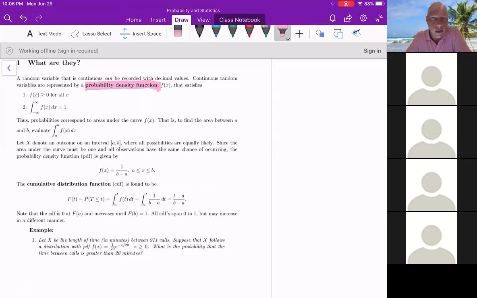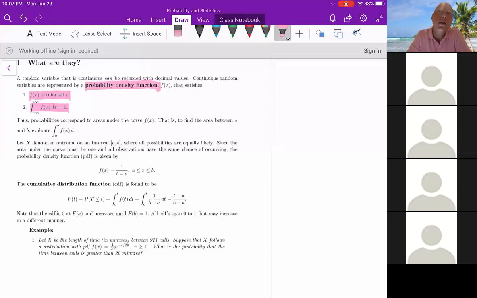And usually it's written as a lowercase f of x. So it's no longer a capital P of x, it's a function f of x. This function needs to satisfy two criteria. One is that it's always non-negative, so it can't dip below the x-axis, otherwise it's not a bona fide probability function. And the integral must be 1.